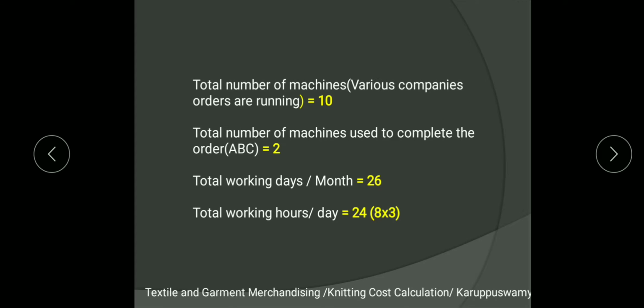Yes, I said in the beginning of the video, your factory has around 10 machines, and you allotted 2 machines for this ABC company's orders. The remaining 8 machines are working for some other company's orders. So totally you will be running your factory for 26 days. It means all Sundays are holidays. So we can take an average of 26 days your factory is running in a month, and you will be operating your factory 24 hours in a day. That is 3 shifts. One shift equals 8 hours.